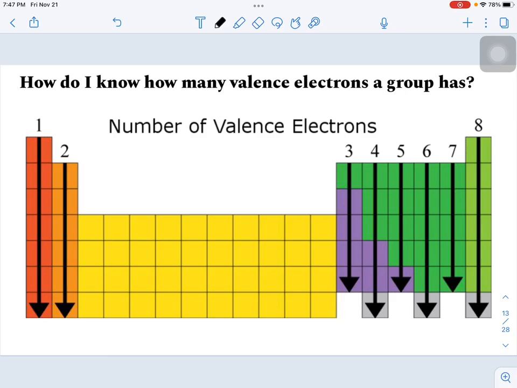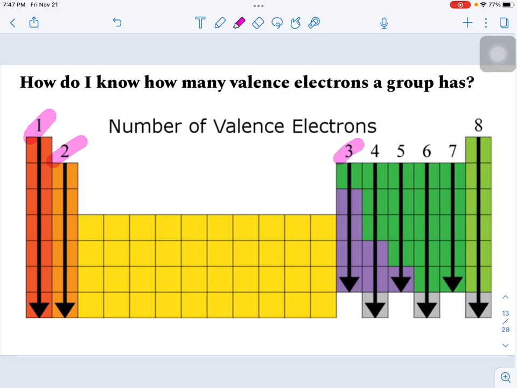Now, one of the most important questions and things that you need to know is how many valence electrons does an element have? Or in this situation, how many valence electrons does a group have? And this chart tells you. Group number tells you. So let's go ahead and look at the group number 1 that I just highlighted. All the elements in group number 1 have 1 valence electron, and so forth and so forth.